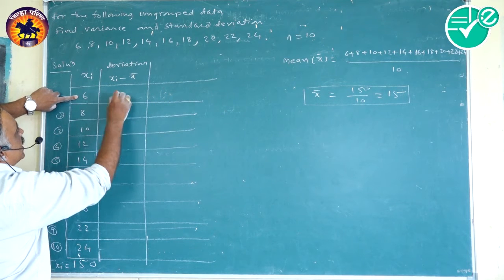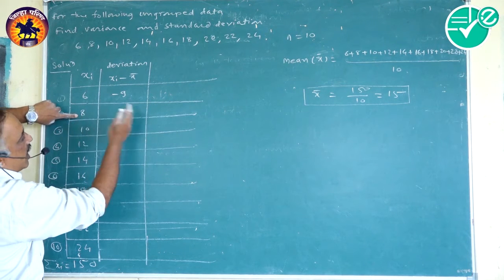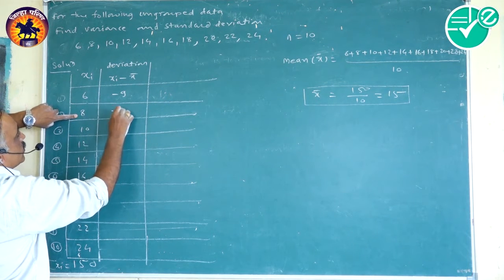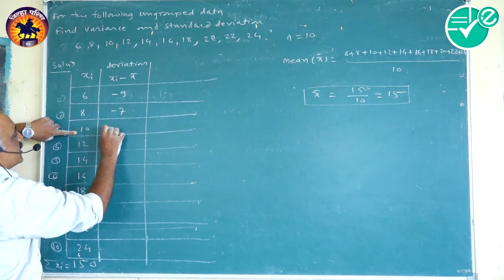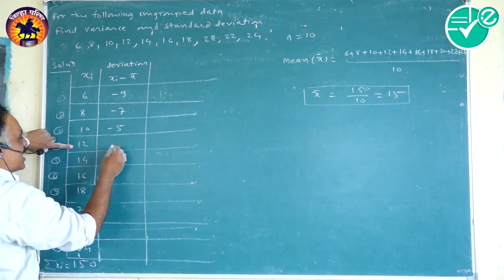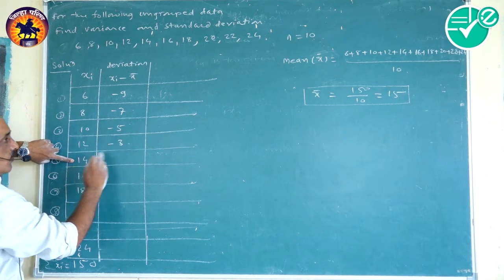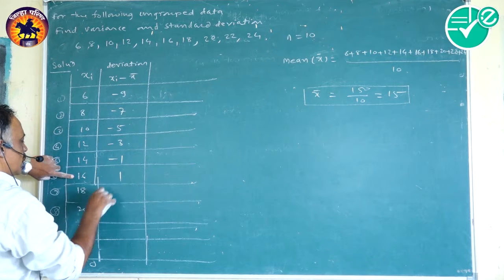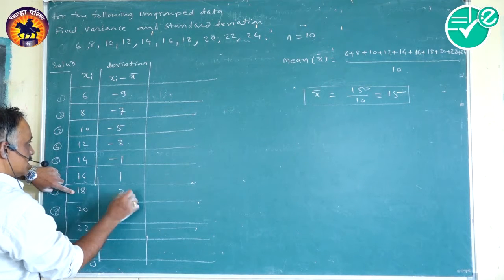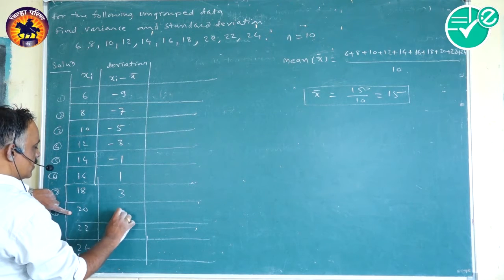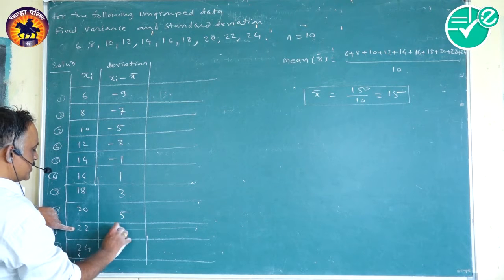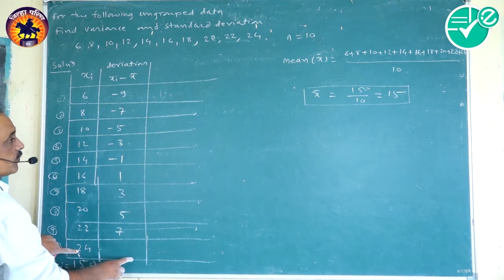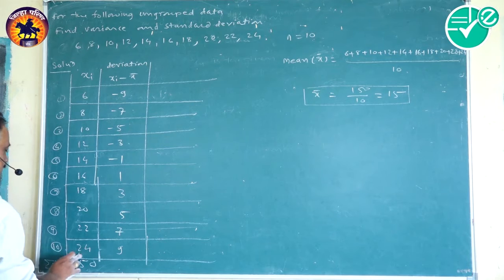6 - 15 gives you -9. 8 - 15 will be -7. 10 - 15 is -5. 12 - 15 is -3. 14 - 15 is -1. 16 - 15 is 1. 18 - 15 is 3. 20 - 15 is 5. 22 - 15 is 7. And 24 - 15 will be 9.